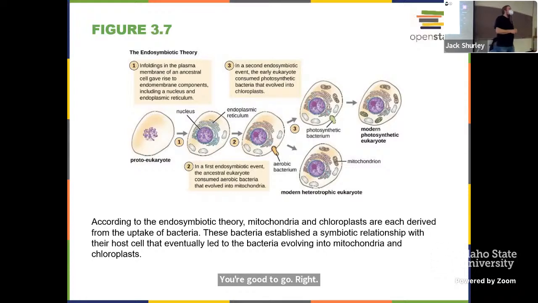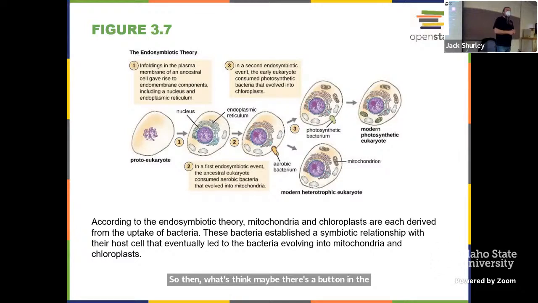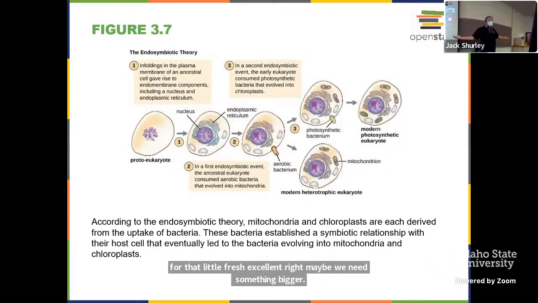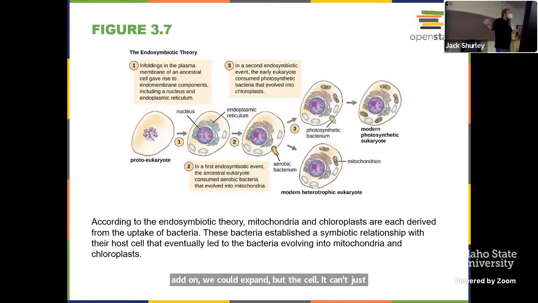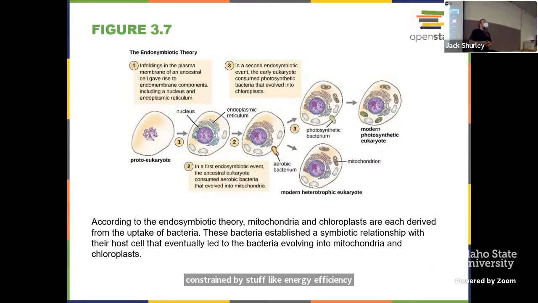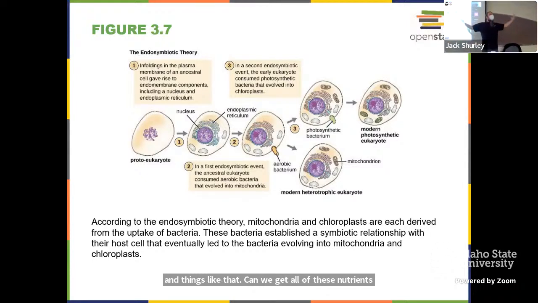So then let's think maybe there's a bun in the oven, right? Studio's probably not going to be big enough for that little fresh hatchling, right? Maybe we need something bigger, right? So we could move to a bigger place. We could get a bigger shell to live within, right? Or maybe we could add on, we could expand. But the cell can't just get bigger and bigger and bigger because it's constrained by stuff like energy efficiency and things like that. Can we get all of these nutrients in? I can't just be gigantic just because I want all of this stuff, right? How can I deal with it?